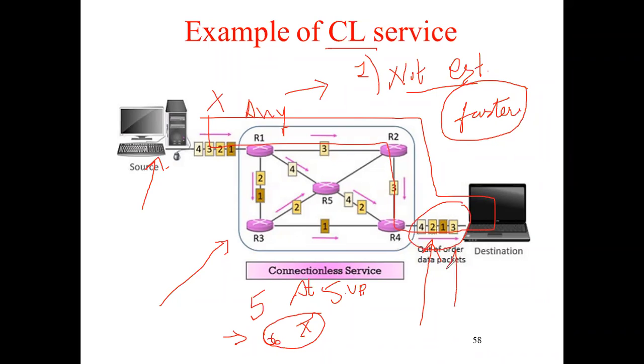So we need to reorder them so that we can have the original form of the data. That will be done at the destination. So that requires some algorithm or some method again on the receiving side, right? But the sender is not worried about establishing a connection. The sender is not worried about how the streams of bytes need to be sent. The sender will immediately send the packet, and that makes it much faster as compared to connection oriented service.